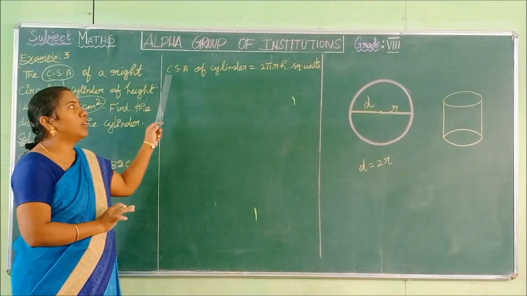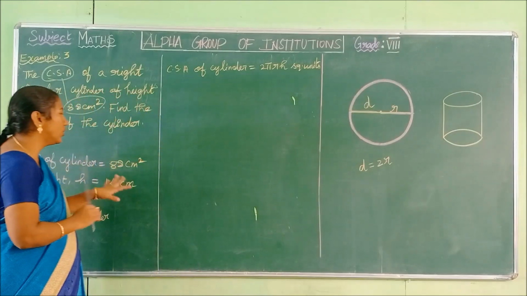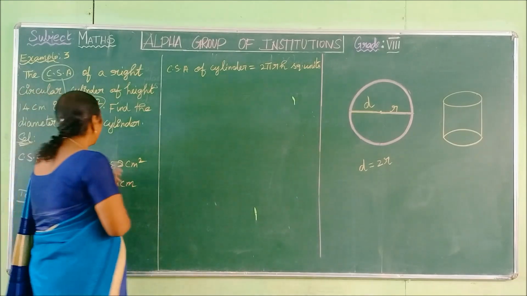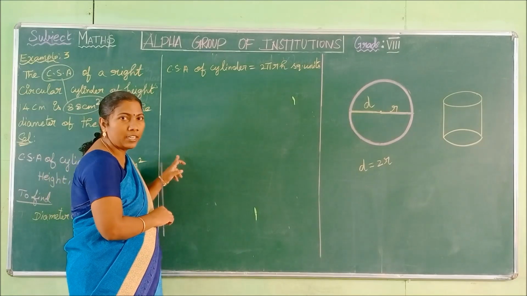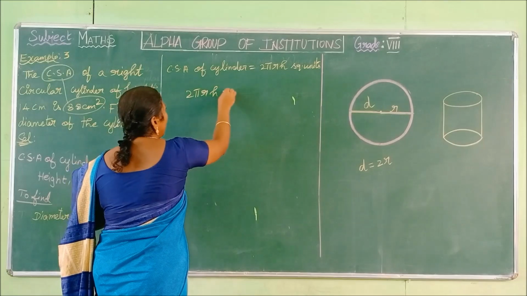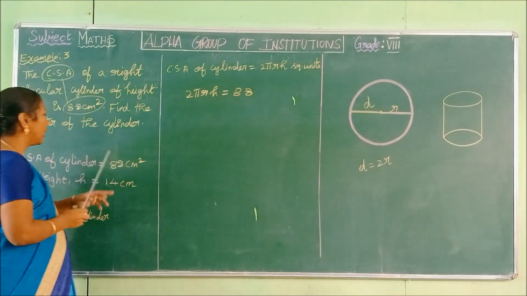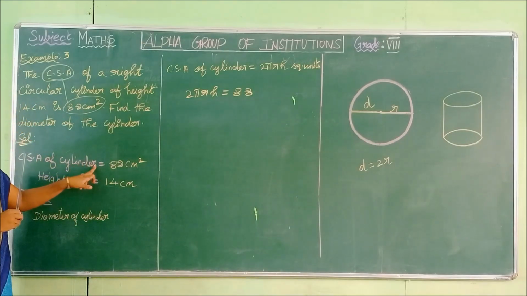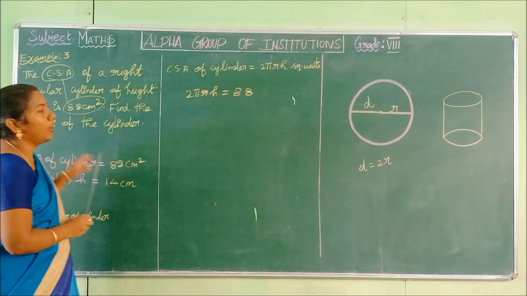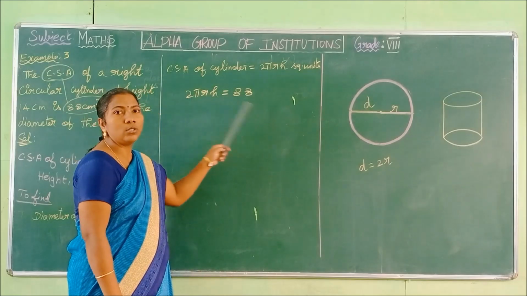So what is the formula for CSA of cylinder? 2 pi r h. But in the question itself, they have given the value 88 centimeter square. That is CSA equal to 88 centimeter square. We know the formula 2 pi r h equal to 88. We are going to equate the given values, because in the question itself, they have given 88 centimeter square as the CSA of cylinder. So in order to find the diameter of the circle, we are going to equate these two values.